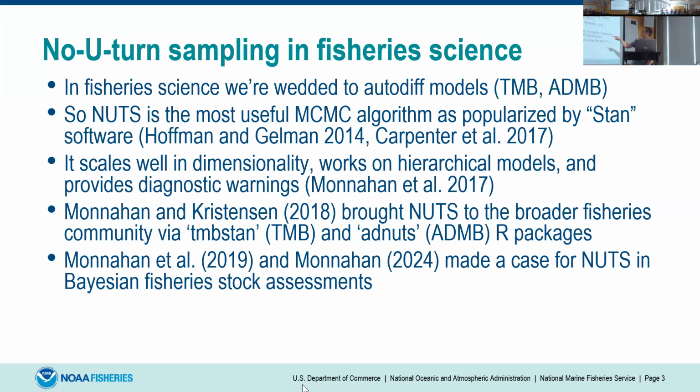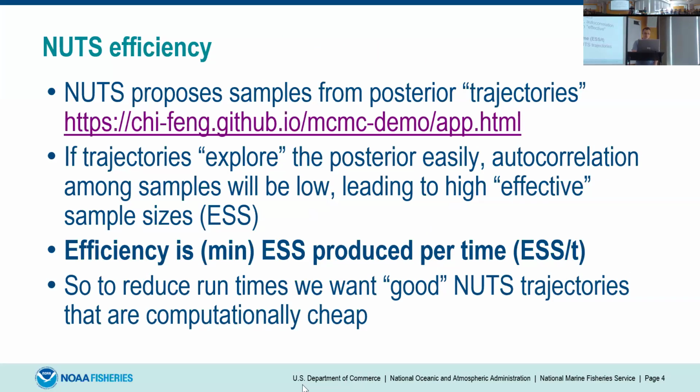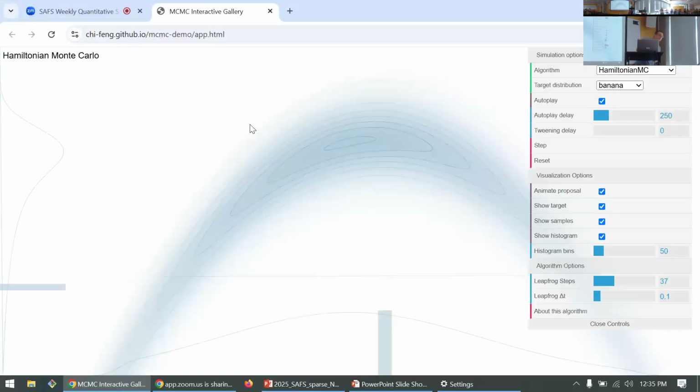TMBStan is designed specifically for TMB models. adnuts was designed originally for ADMB models. And yeah, so that's what's available now. And I've also been making a case for it in Bayesian fishery stock assessments, which we won't go into details on. So since we're going to talk about NUTS, I did want to pop over, and hopefully this works.